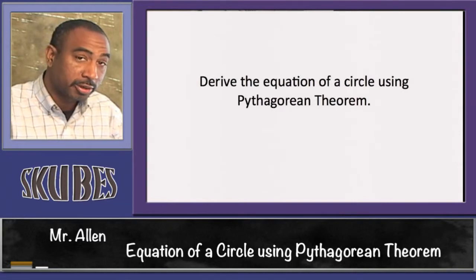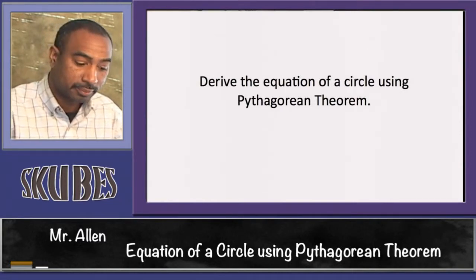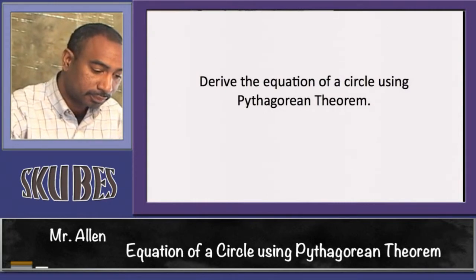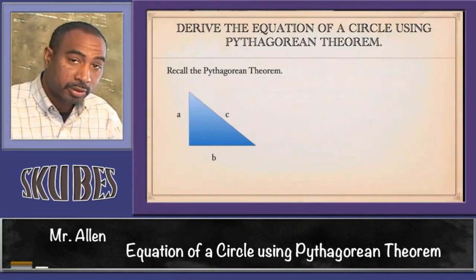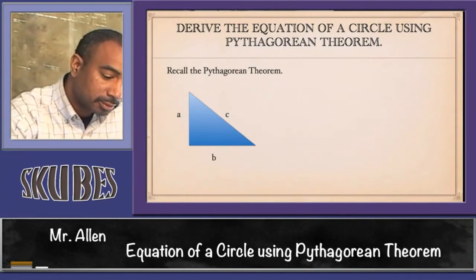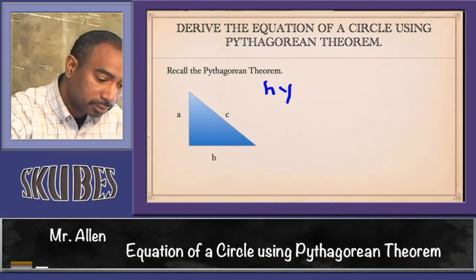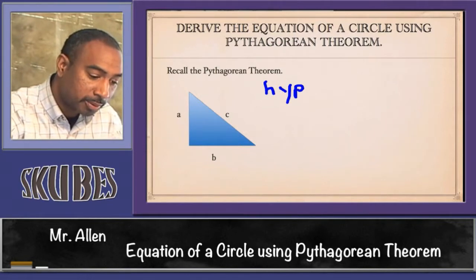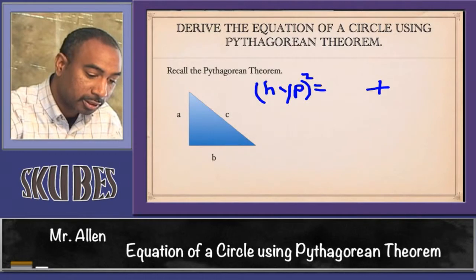All right, today's lesson, we're going to derive the equation of a circle using the Pythagorean theorem. Now recall the Pythagorean theorem. It says the square of the hypotenuse is equal to the sum of the square of the legs.